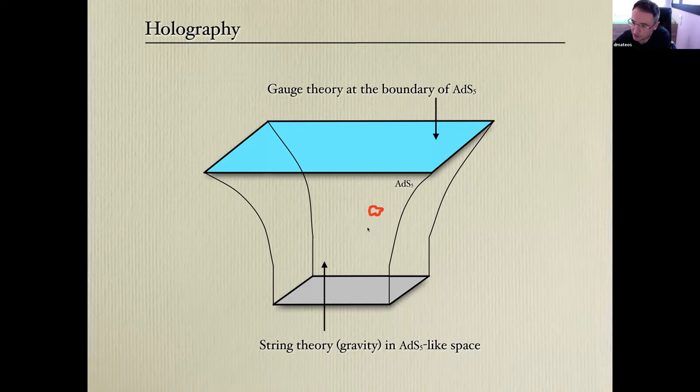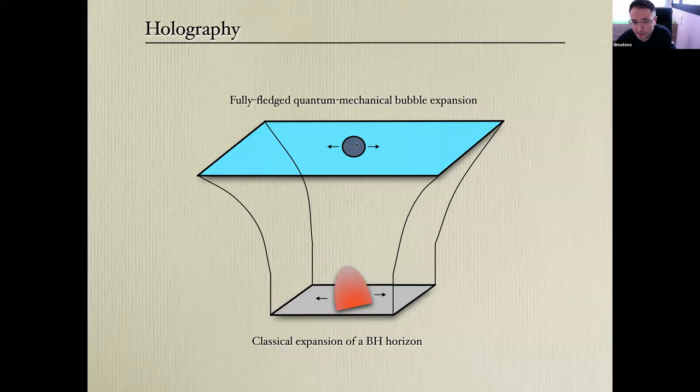So for practical purposes during this talk, this is an equivalence between some fully quantum mechanical non-Abelian gauge theory in four dimensions and classical gravity in five dimensions. So this means that in particular, if you nucleate a bubble, all the subsequent fully fledged quantum mechanical bubble expansion, all the dynamics involved in the bubble and the medium surrounding it, etc., all of that is captured by some classical gravitational theory in five dimensions. And in fact, the expansion of the bubble corresponds in that classical theory to the expansion of some black hole horizon.